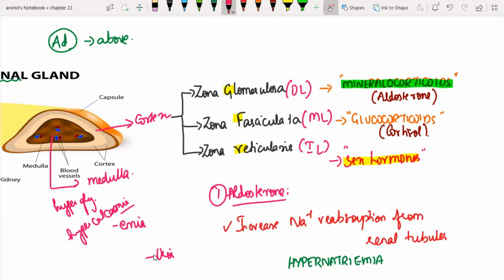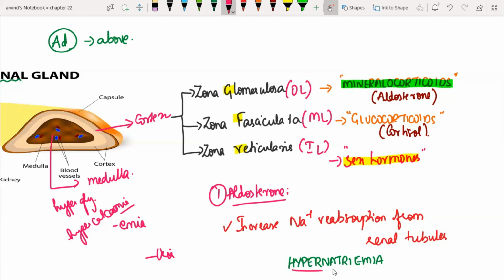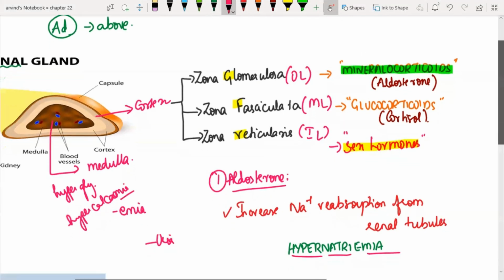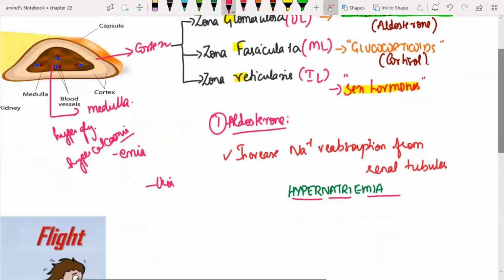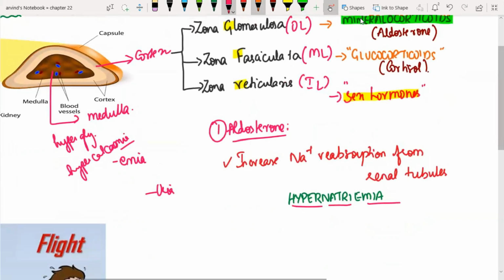For example, glycosuria means glucose in the urine, proteinuria is protein in the urine, proteinemia is protein in the plasma. If I add a prefix like hyper or hypo, it says there is an increase or a decrease. So hypernatremia: hyper means more, natri refers to sodium, EMIA means plasma. That's increased sodium levels in the plasma. So when there is excess of aldosterone, it leads to increased sodium levels in my blood. Now, next one is zona fasciculata. The main hormone that it is going to secrete is glucocorticoids, especially cortisol.